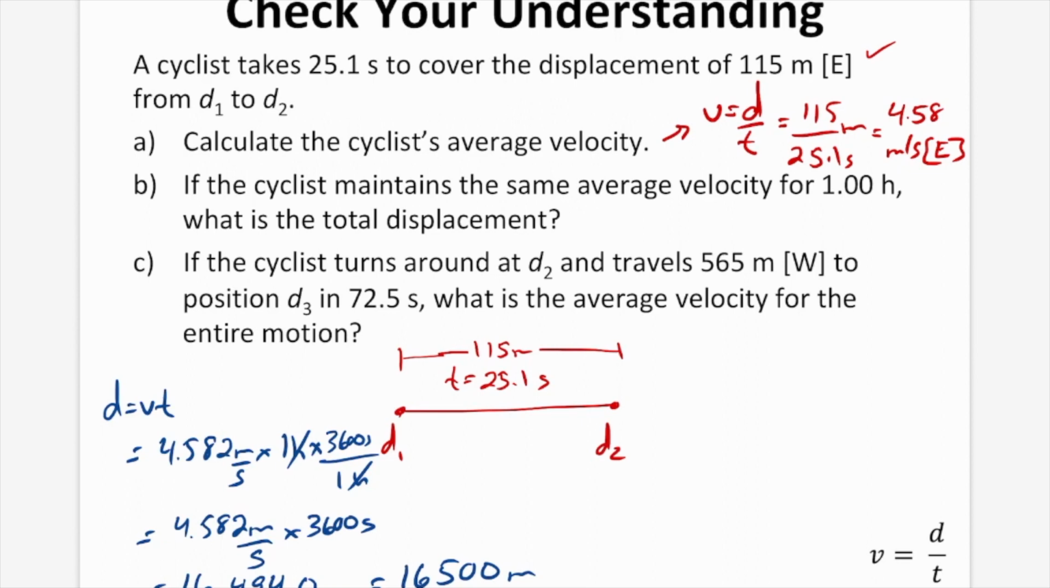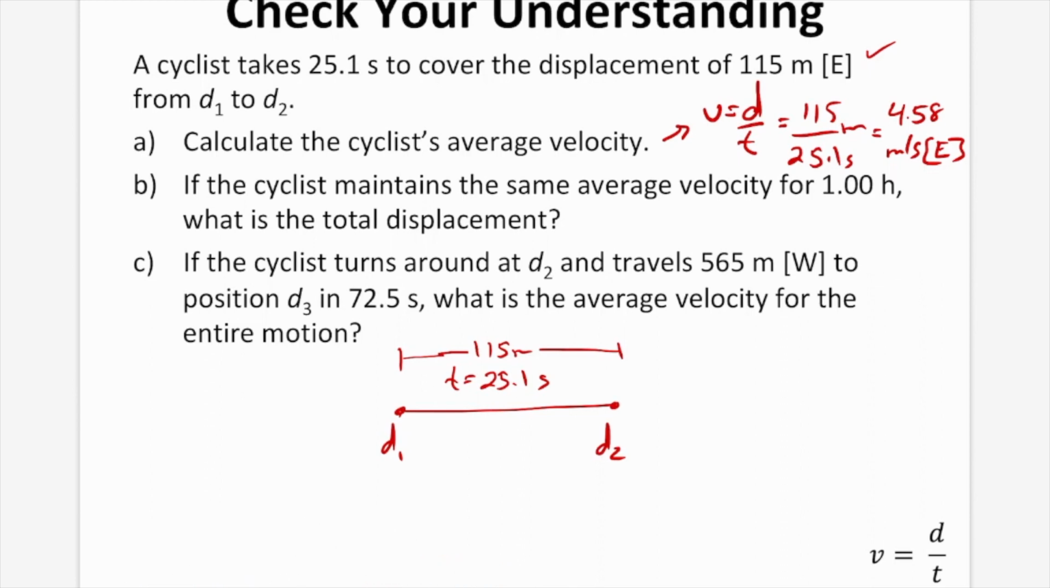Now C, if the cyclist turns around at D2 and travels 565 meters west to position D3 in 72.5 seconds, what is the average velocity for the entire motion? So let's make a little bit of space here. We're going to need to add to our drawing. So it turns around at D2 and travels 565 meters west. Let's make our compass here, east, west. So 565 meters.